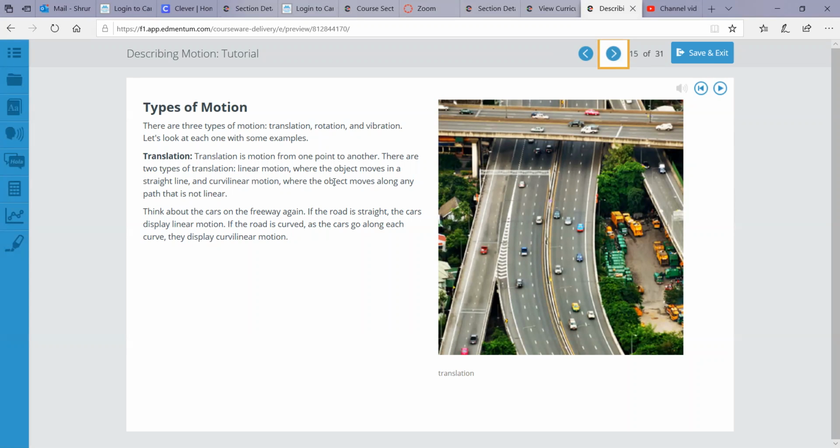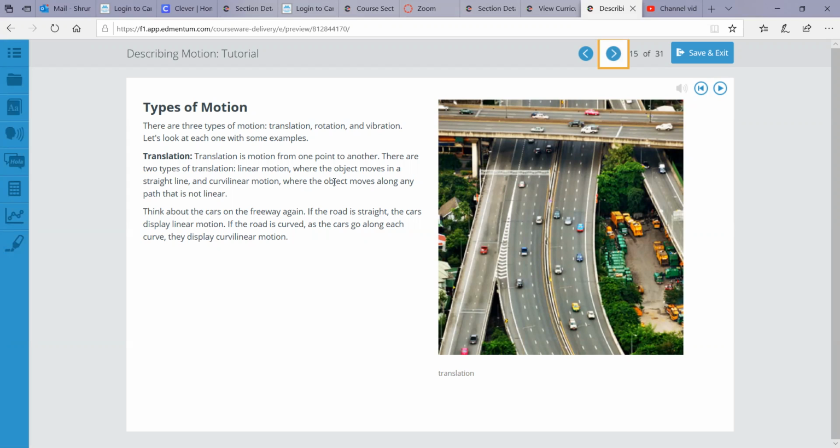It's like the most basic motion, and I think what most people believe or see in their mind when you say motion. It's just something going from one point to another point. There are 2 types: linear motion, where it moves in a straight line, or curvilinear, which is something that's not linear, a little curvy.